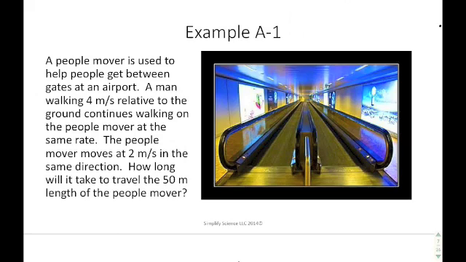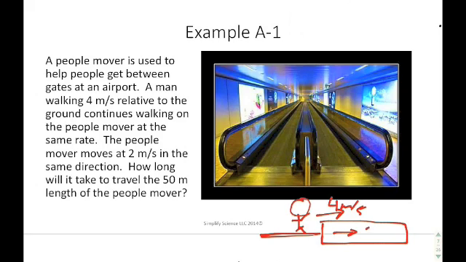It says a people mover is used to help people get between gates on an airport. It says a man is walking 4 meters per second relative to the ground. So the guy's right here, and he's walking at 4 meters per second this way. Now, it says the people mover moves at 2 meters per second in the same direction. So this guy, when he's on still ground, is walking at 4 meters per second. Now he's going to get on a people mover, and the people mover is going to move him an additional 2 meters per second in the same direction.